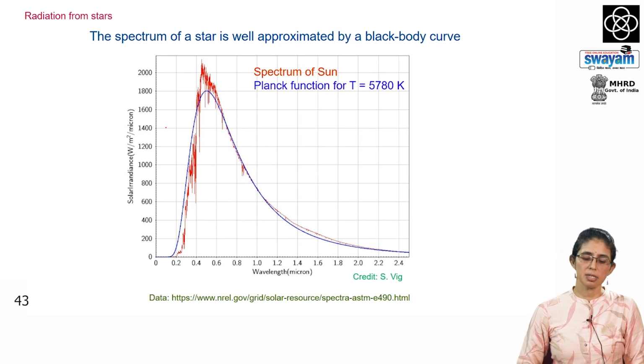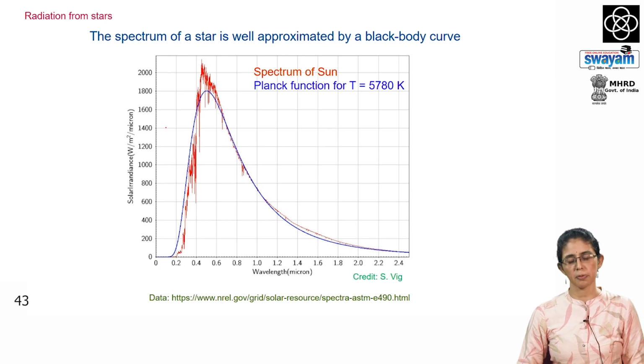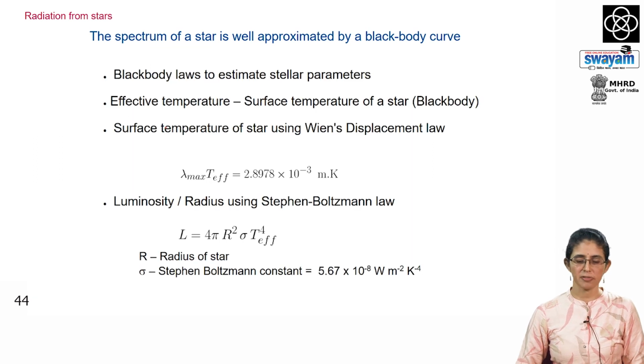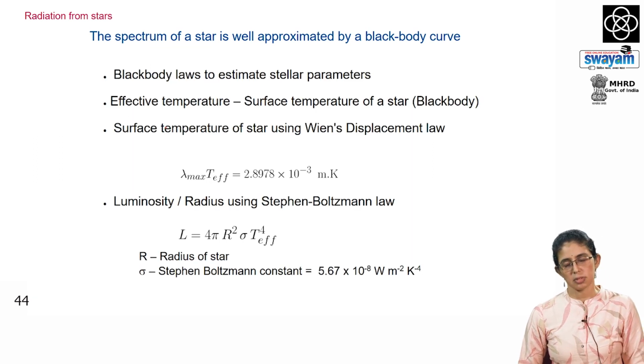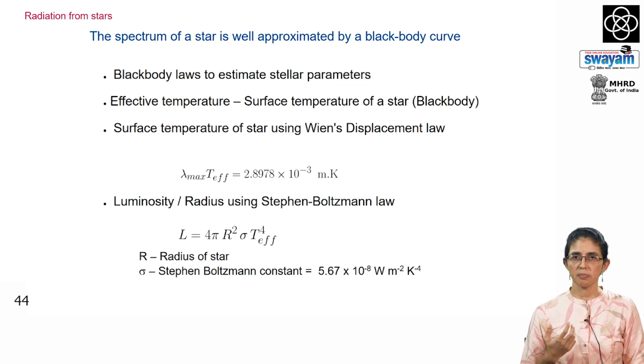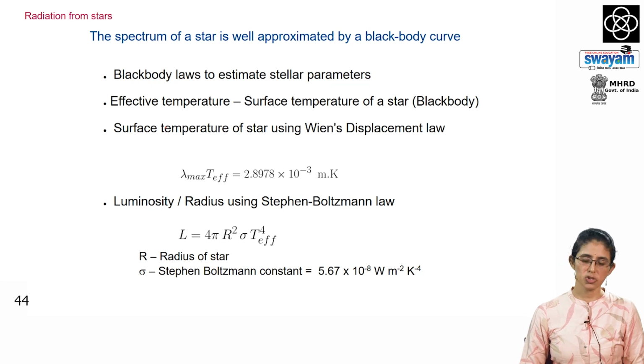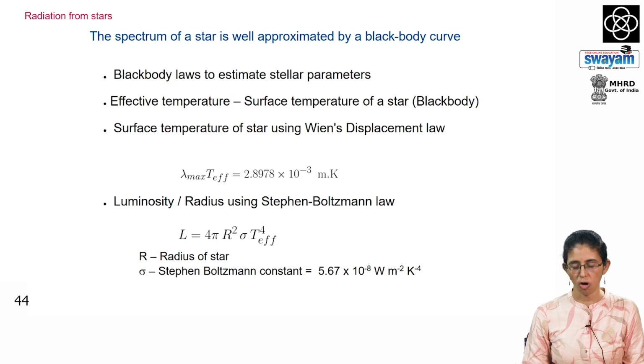So, as the spectrum is well represented by a black body curve, the properties of the black body can be used to understand or derive properties of the star. Therefore, the effective temperature of a star can be obtained by fitting a black body to the stellar spectrum, and the surface temperature can be obtained by using Wien's displacement law, that is, lambda max times T effective is a constant. One can also use the Stefan-Boltzmann law to get the radius or the luminosity.